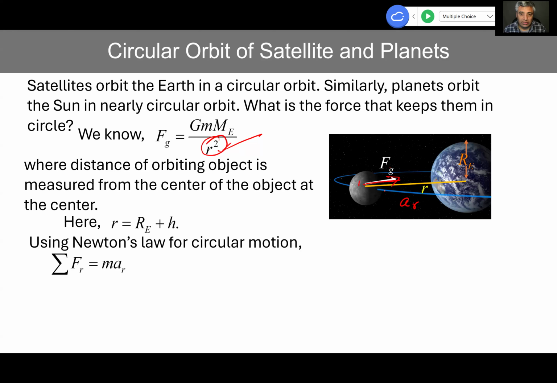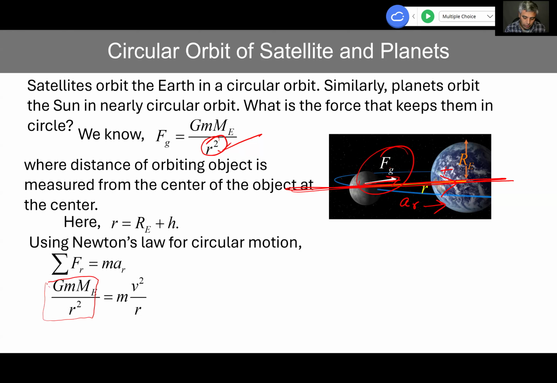The weight of the moon comes from the gravitational pull from the Earth. So there is only one force acting in the radial direction. If we choose towards the center as positive, then acceleration is also pointing towards the center of the circular path. Now we can write this equation.